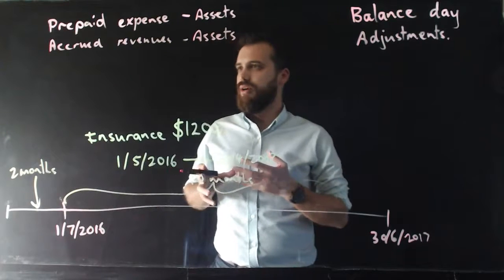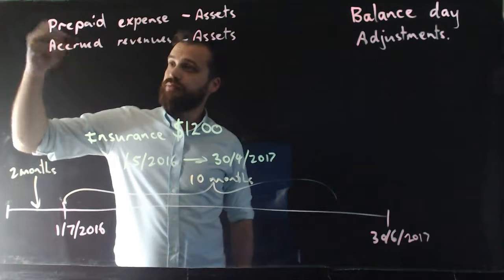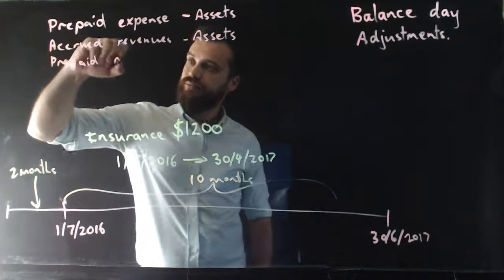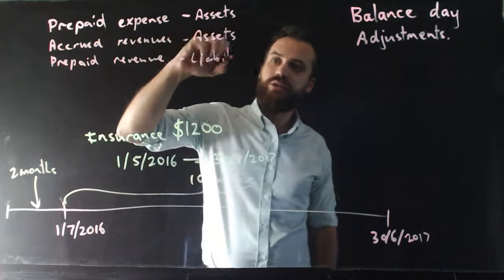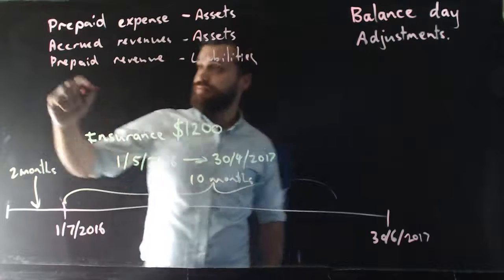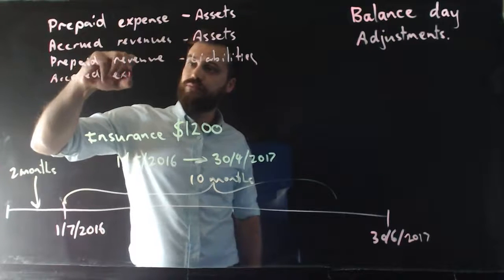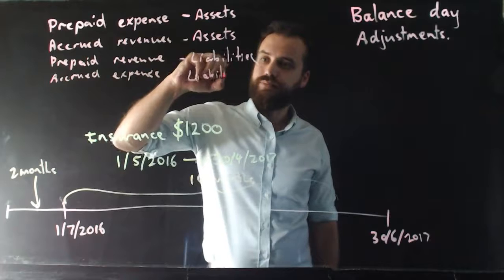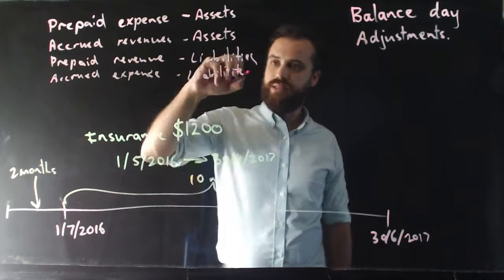Now, we also have the opposite of that. So we have prepaid revenues, which are obviously going to be liabilities, or maybe not obviously. And then we have the last one, which is an accrued expense, and that's also a liability. Liabilities.